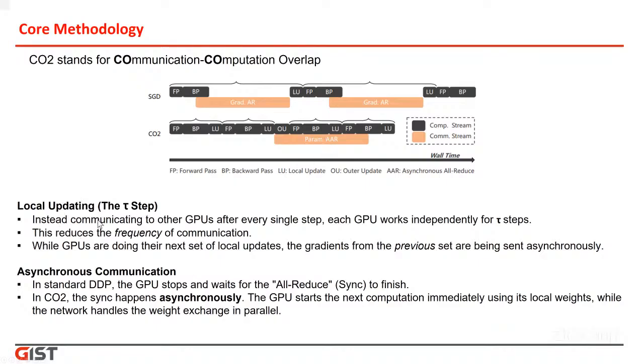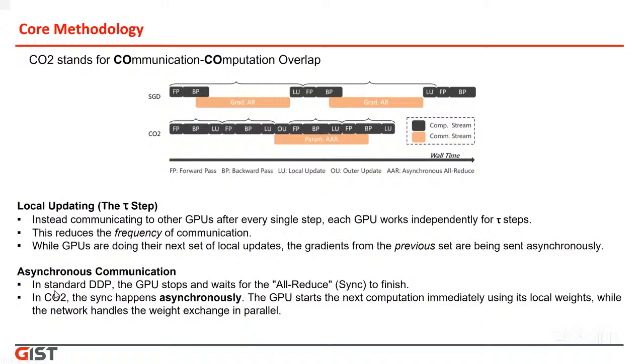So in local updating, instead of communicating to the other GPUs after every single step, each GPU works independently for a specific tau steps, and this reduces the frequency of communication. And while GPUs are doing the next steps of local updates, the gradients from the previous steps are being sent asynchronously. And here comes the asynchronous part.